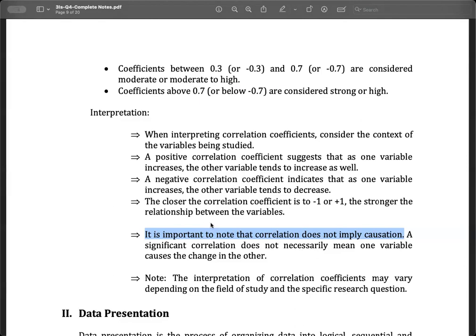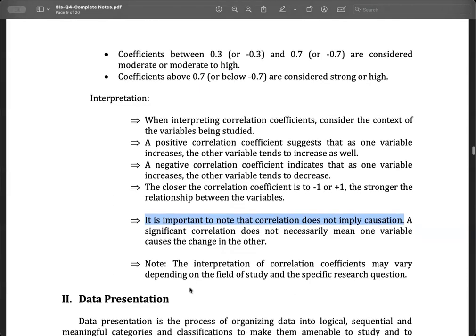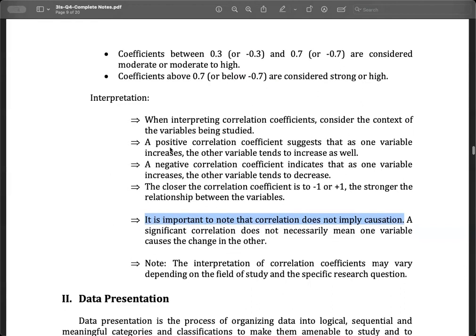The interpretation of correlation coefficients may vary depending on the field of study and specific research questions. The one that I've shown you is the typical three-level strength, but in some studies or disciplines, they would have more ranges, probably like five levels of strength, from very low, moderate, high, to very high. So it really depends on the discipline and the type of research question that you're going to establish.